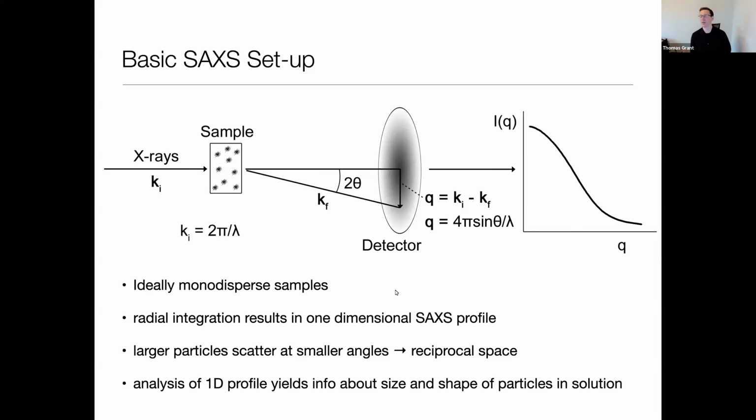So what I'm going to talk to you about today assumes that the samples are monodispersed. There are different techniques that you can use mathematically to try and deconvolute if you have polydispersed mixtures. But today we're just going to talk about monodispersed samples. But if we can analyze this one-dimensional profile, we can get a lot of information about the overall size and shape of these particles.